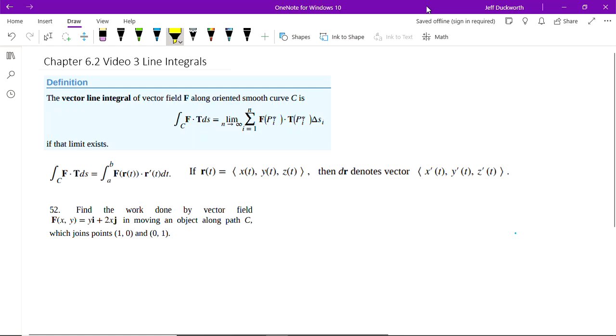We talked about scalar line integrals. Now we're going to deal with a vector line integral. And the definition I have there in blue is talking about what the vector line integral is. It's over a field F. So you're going to take the integral of F and have the dot product with whatever your other part is going to be.